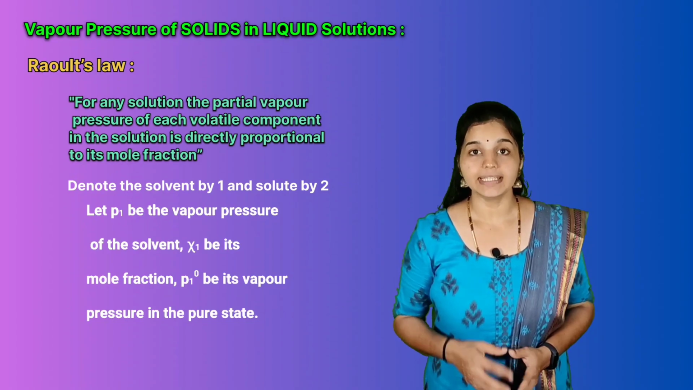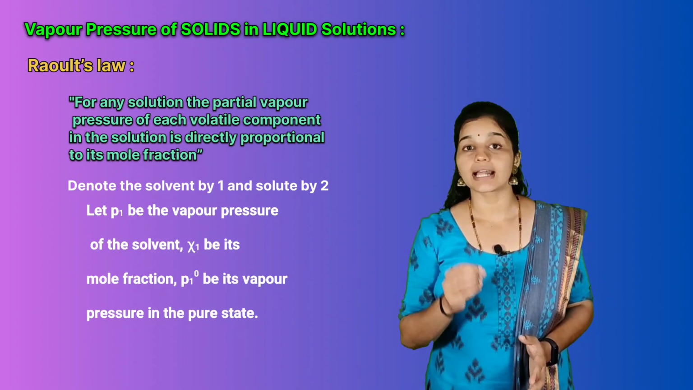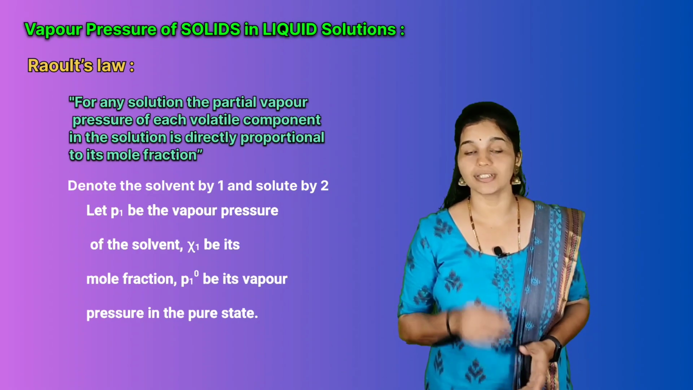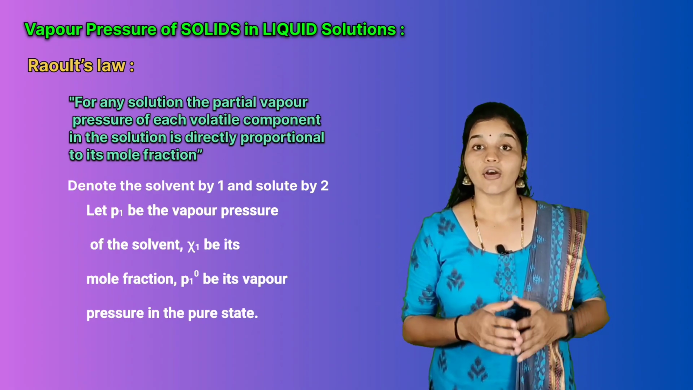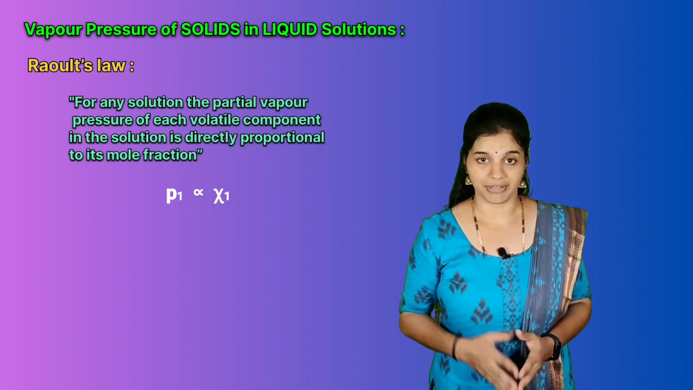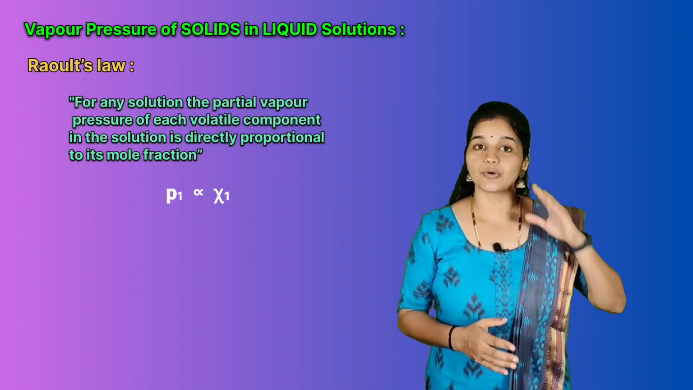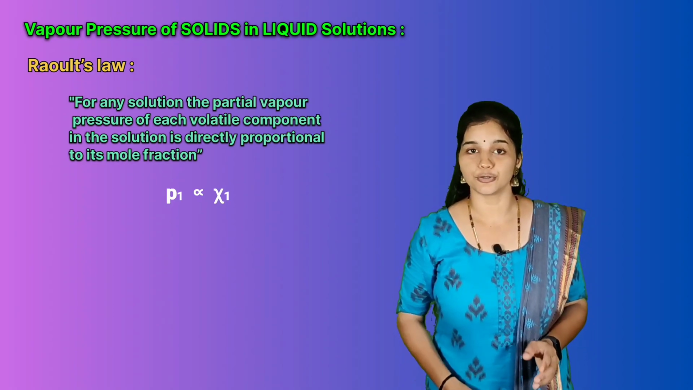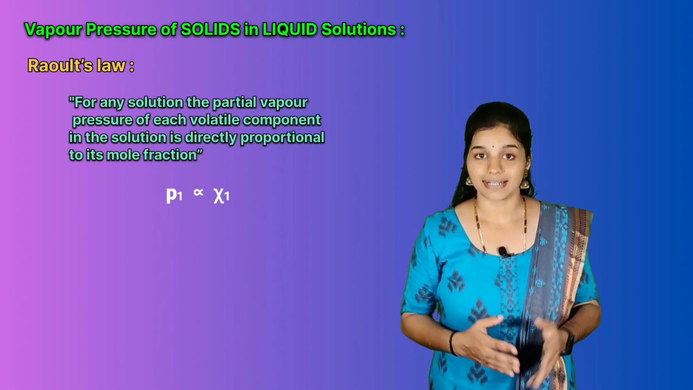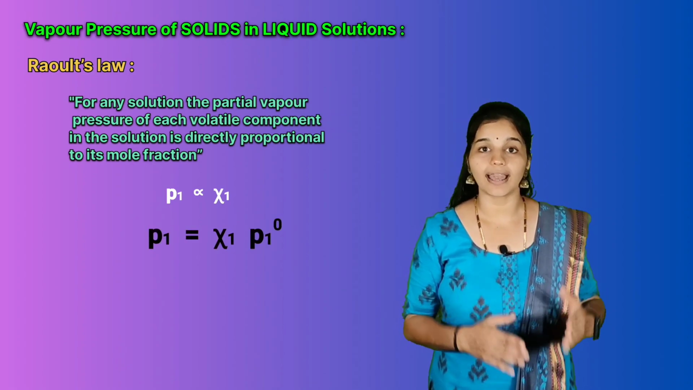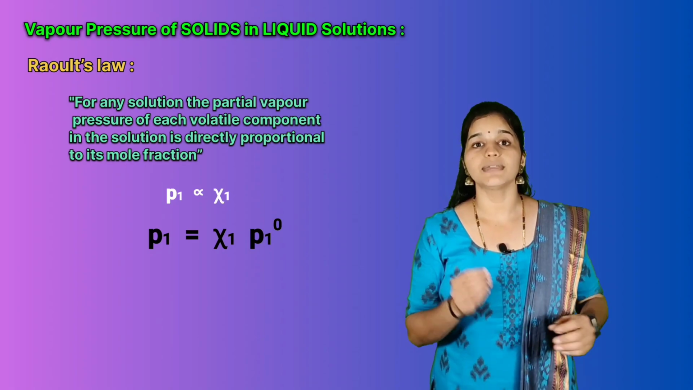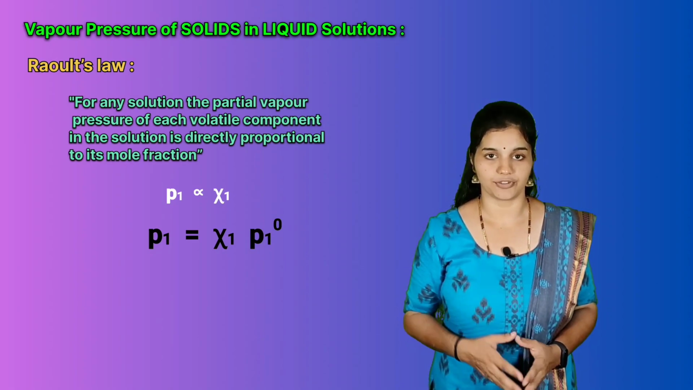Let P1 be the vapor pressure of the solvent, χ1 be its mole fraction, and P1° be its vapor pressure in the pure state. Then, according to Raoult's law, we can write P1 is directly proportional to χ1. That is, the vapor pressure of the solvent is directly proportional to the mole fraction of the solvent itself. And we can write P1 = χ1 P1°. The proportionality constant is equal to the vapor pressure of the pure solvent, P1°.